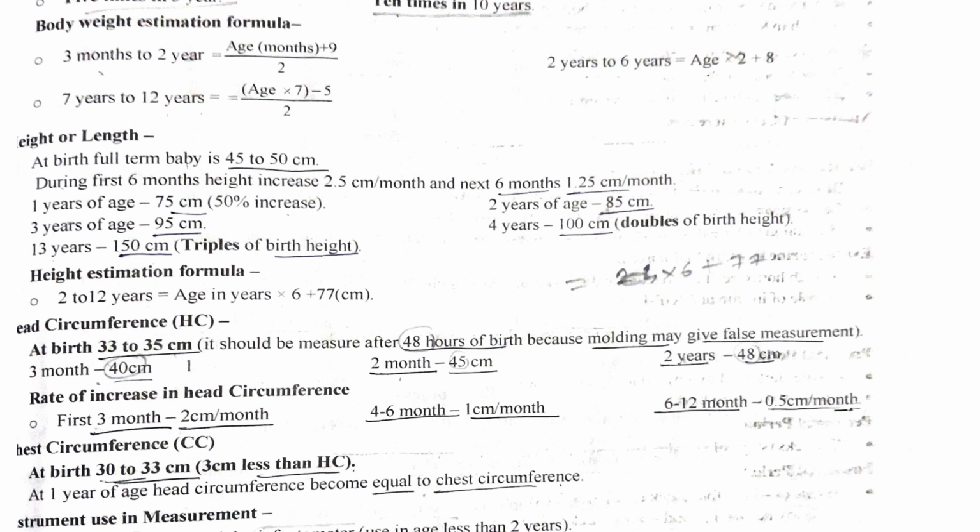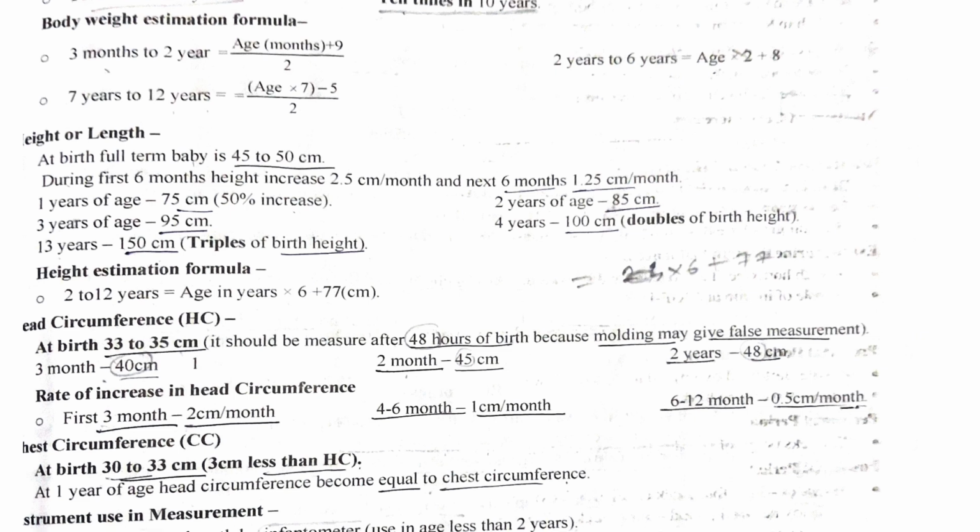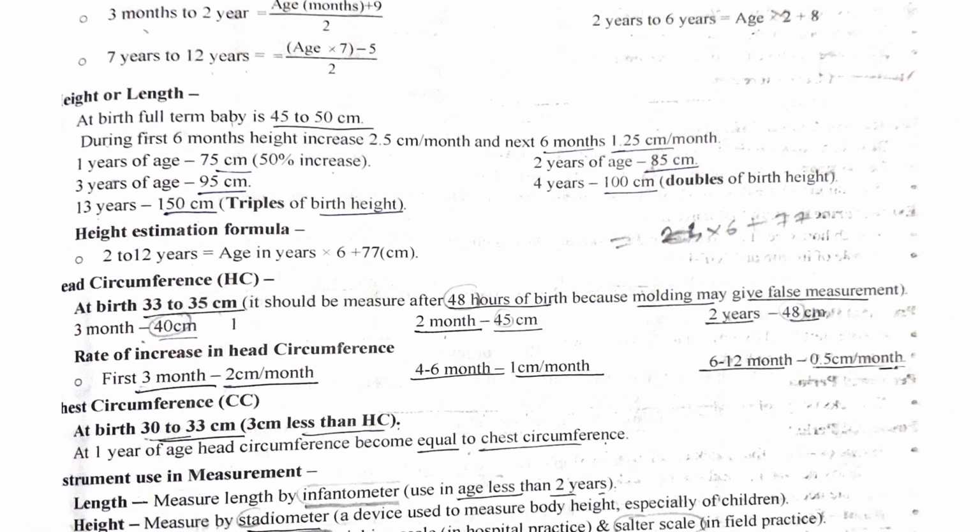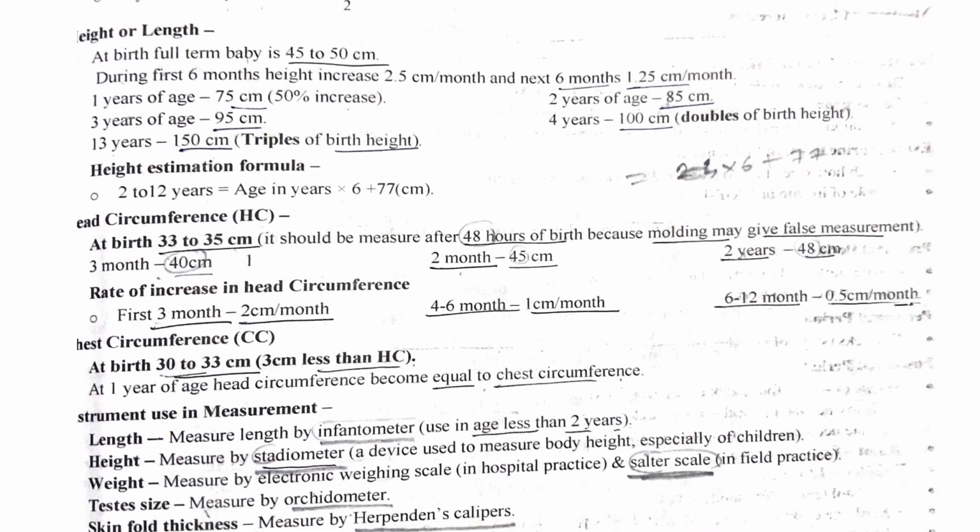Head circumference at birth is 33 to 35 centimeter. It should be measured after 48 hours of birth because molding may give a false measurement. 3 months, 40 centimeter, 6 months, 45 centimeter, 2 years, 48 centimeter. Then rate of increase in head circumference: first 3 months, 2 centimeter per month, 4 to 6 months, 1 centimeter per month, 6 to 12 months, 0.5 centimeter per month.